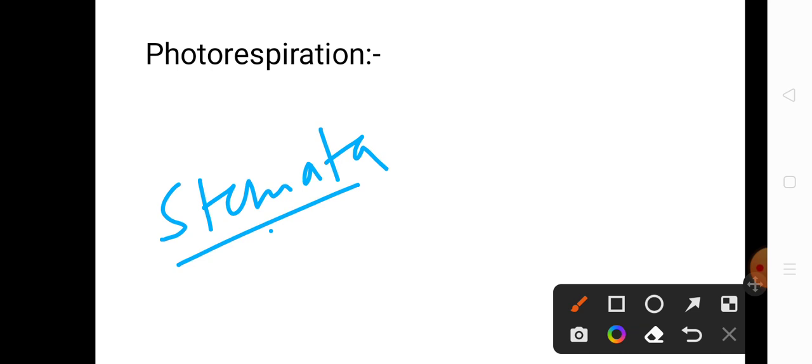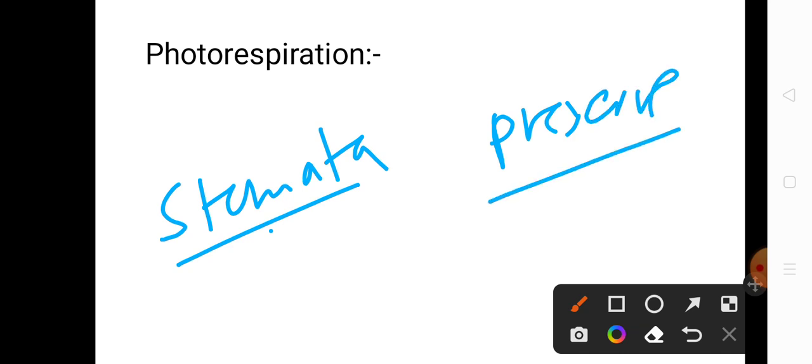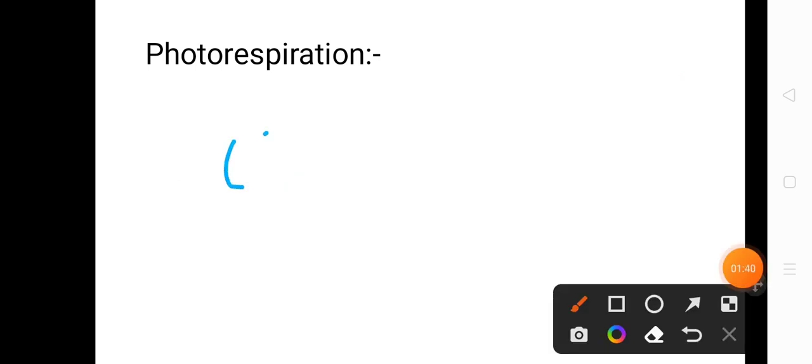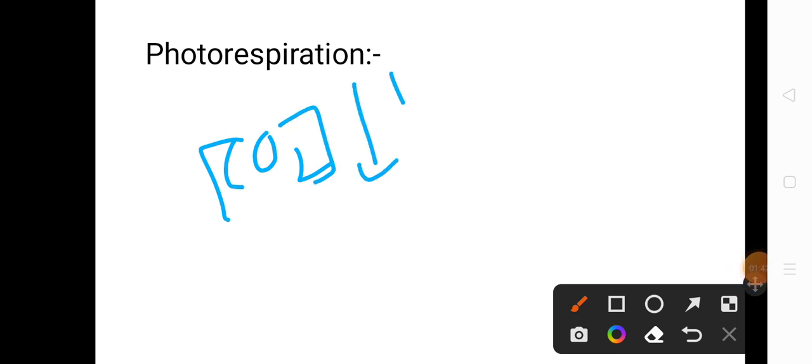Now the question is why they are closing the pores of the leaves. The actual idea is that when there is a very short supply of water, especially in tropical arid or semi-arid areas, the plant tries to preserve water inside it, and that is why it closes the pores of the leaves. As a result, the CO2 concentration starts dropping.